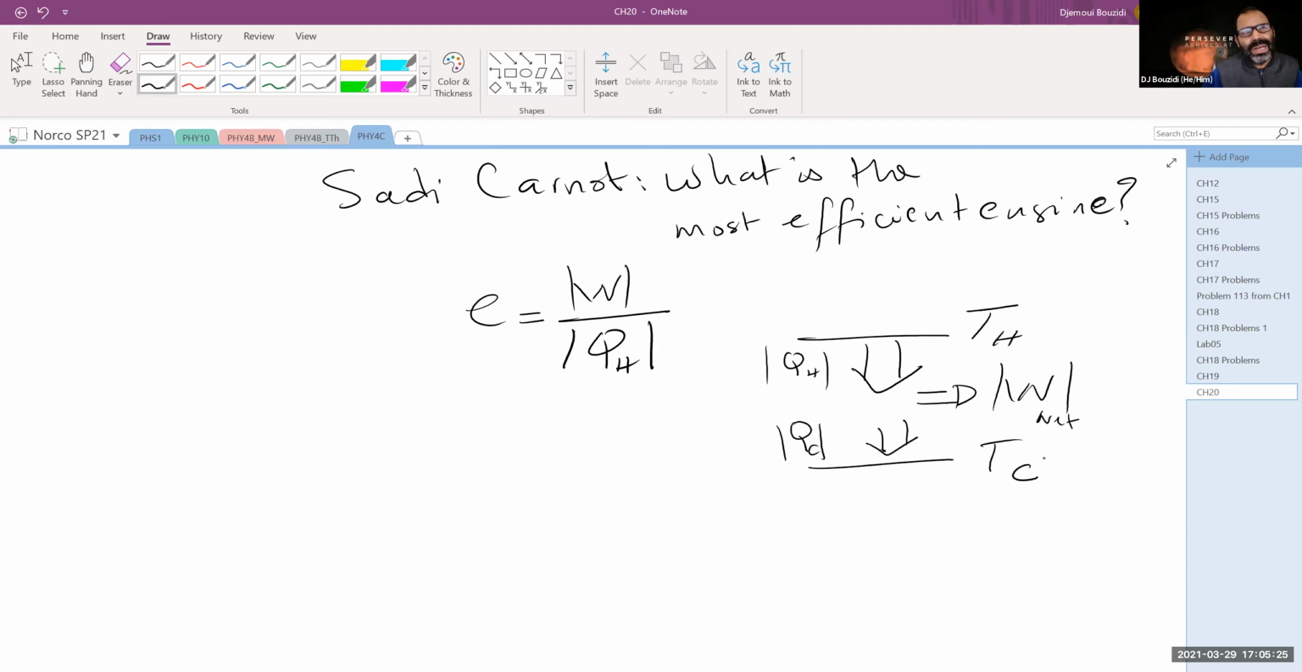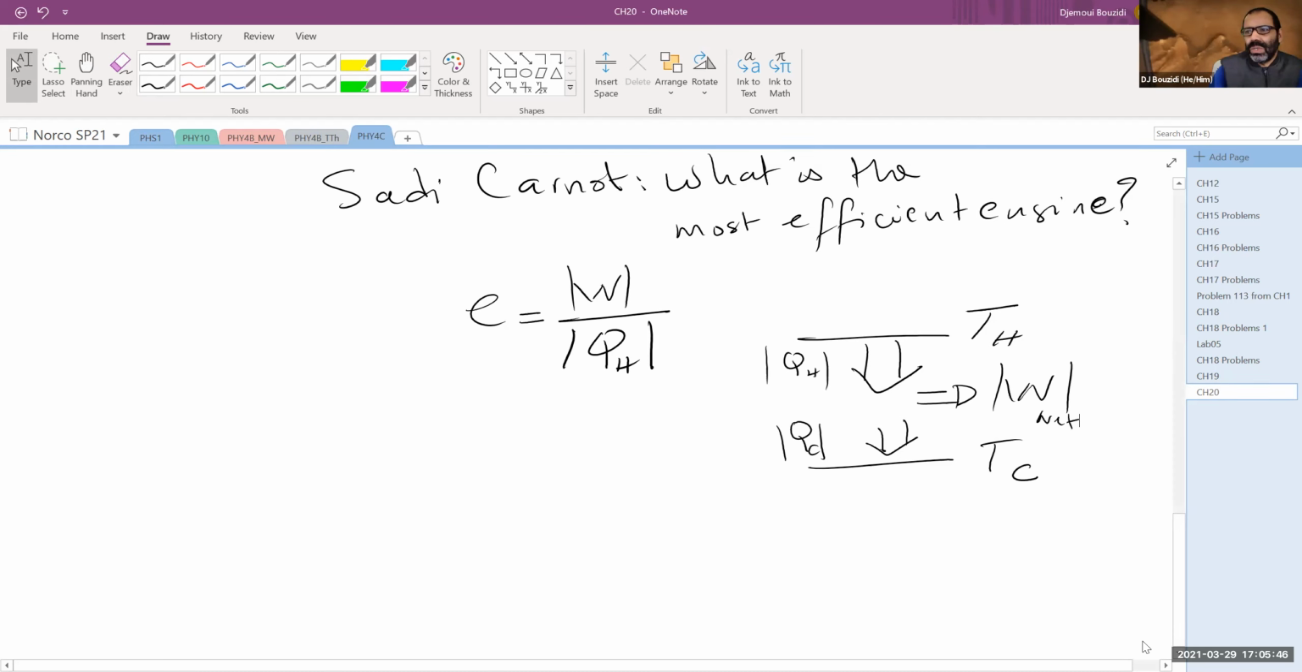So Mr. Carnot asked the question, what is the most efficient engine? Describe it in this fashion. So he wants E to be as high as possible, okay? What you will see in this chapter is the fact that E can never be equal to 100%. In other words, there will always be QC.